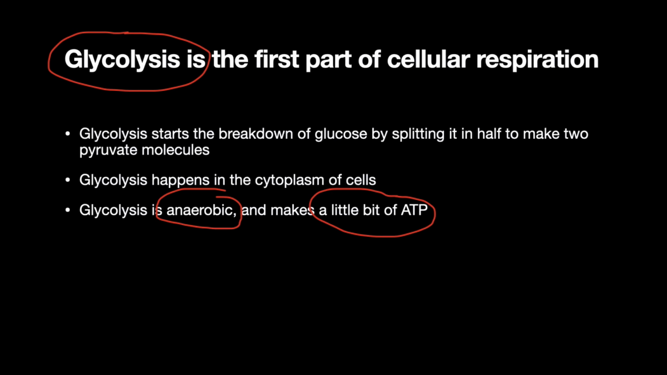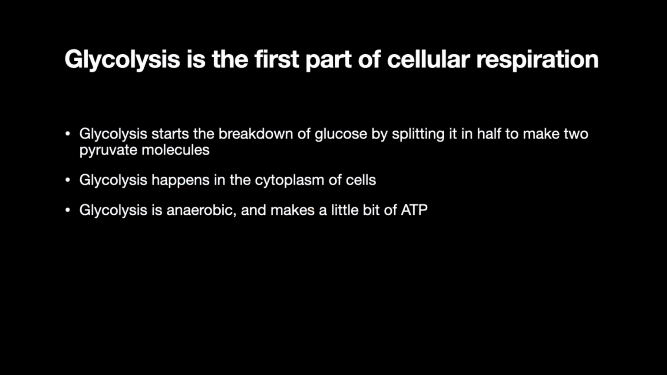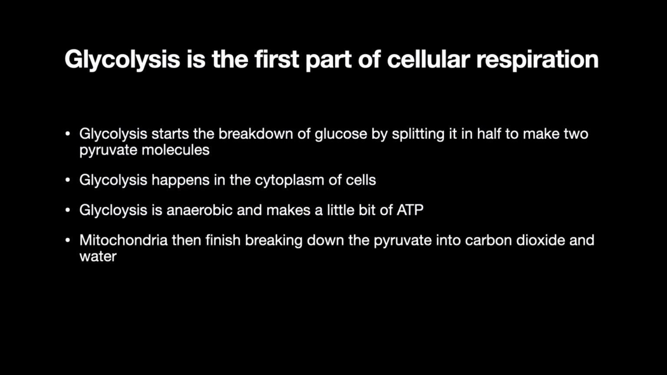Now, glycolysis is how many cells make their living. There are lots of living things called bacteria that only do glycolysis. So they make all the ATP they need just by doing this first step. Now, mitochondria finish the breaking down process of pyruvate by breaking the pyruvate down into carbon dioxide and water. So mitochondria finish this process, and that's the second step.